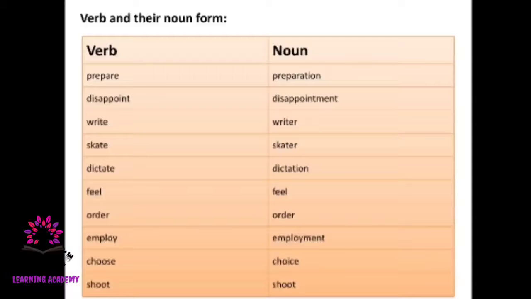Disappoint. Noun is disappointment. Write, writer. Skate, skater. Dictate, dictation. Feel, it becomes feel only. You cannot write feeling. Feeling again, it will become verb. So feel, it remains as feel. Order, it also remains as order. You cannot write ordering. It again becomes the verb. Employ, employment. Choose, choice. Shoot, again it will remain shoot itself. You cannot write shooting because it becomes a verb. So shoot remains shoot.